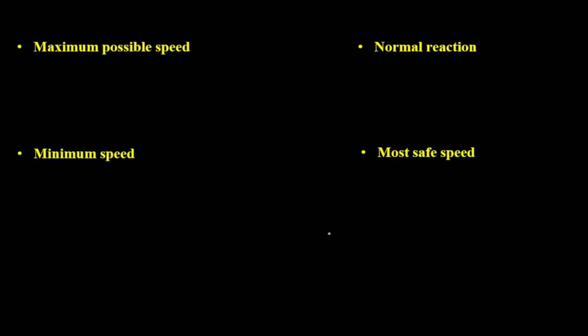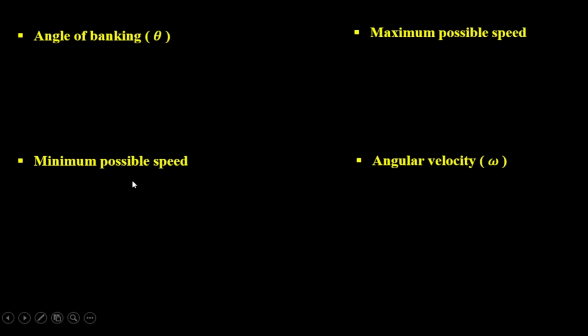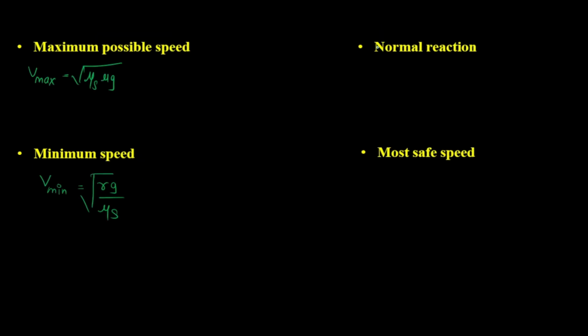Now we have maximum possible speed. So it is v max is equivalent to root of mu s into r g. Mu s is coefficient of static friction and g is acceleration due to gravity. Minimum speed is v minimum, root of r g divided by mu s, and normal reaction is N is equals to m r omega square, m v square by r. Most safe speed v s is root of r g tan theta. This is the most safe speed.